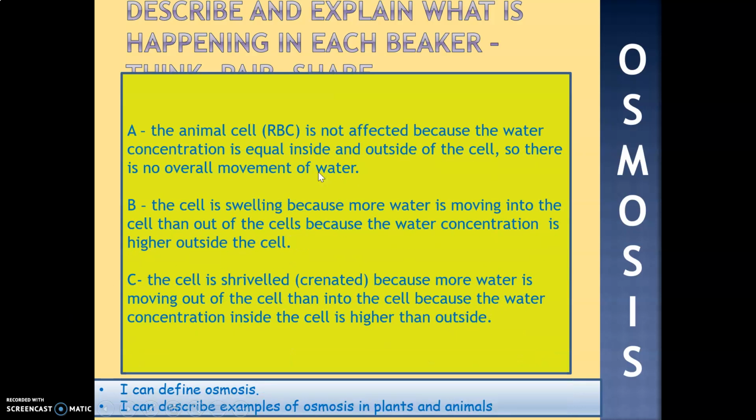In the first scenario, A, the animal cell is not affected because the water concentration is equal inside and outside of the cell. So there is no overall movement of water. Excellent if you wrote that. Then B, the cell is swelling because more water is moving into the cell than out of the cell, because the water concentration is higher outside. Amazing. In C, the cell is shriveled, that is crenated, because more water is moving out of the cell than into the cell, because the water concentration inside the cell is higher. Amazing. Excellent answers.